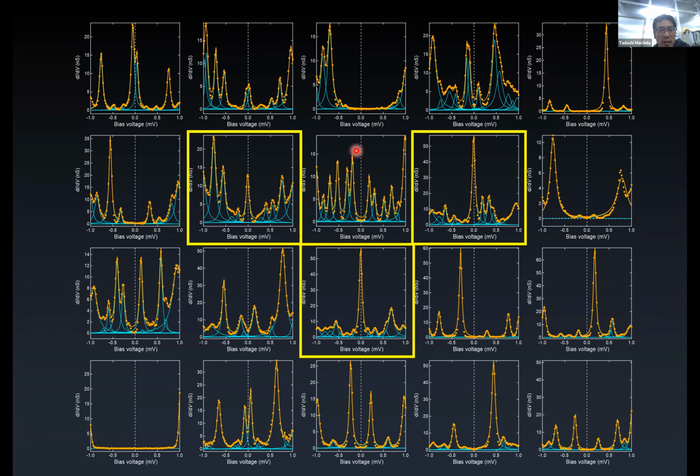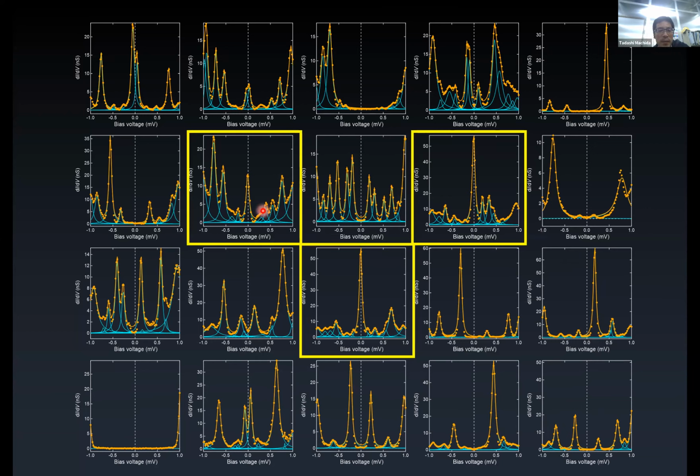On the other hand, we cannot see any features of the zero energy peak in most of the excess iron impurities. There are only finite energy peaks in most of them. So this means that most of these excess iron impurities only have the conventional Yu-Shiba-Rusinov states, but don't have the Majorana zero mode around the excess iron impurities.